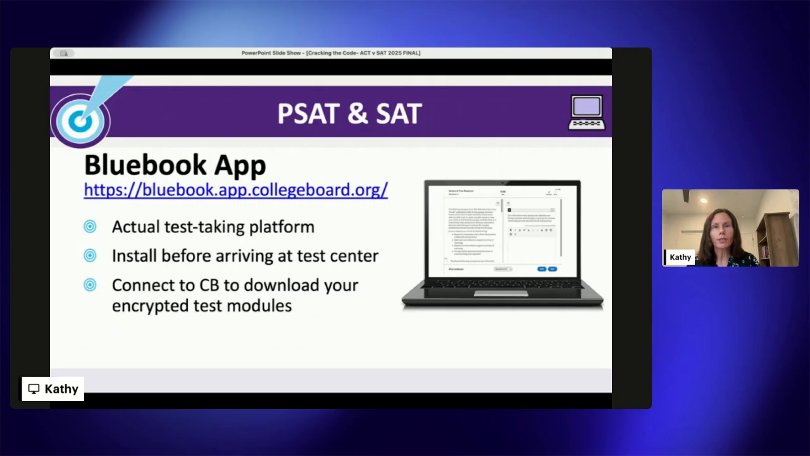Now, you are also going to use this same app on your test taking day. So this is the actual test taking platform. So you should receive instructions before you arrive at the test center to make sure if you are bringing your own device to have Blue Book installed. And then once you're there, you will connect to College Board, and that way you'll download your encrypted test modules.